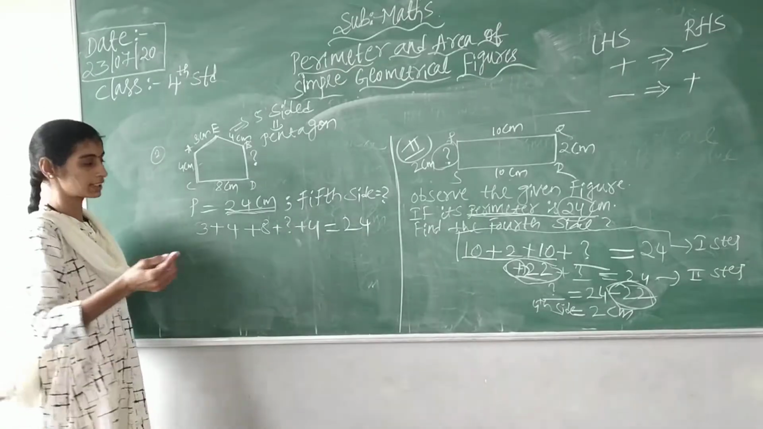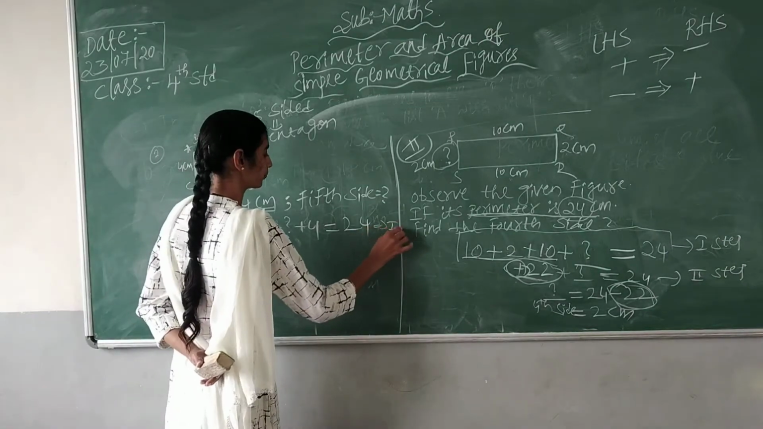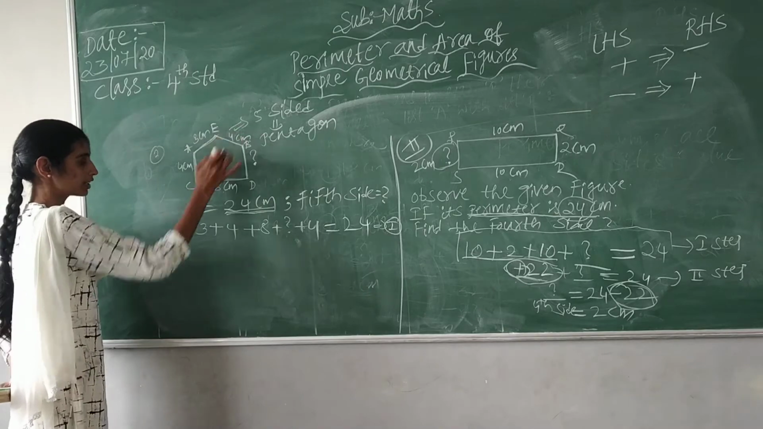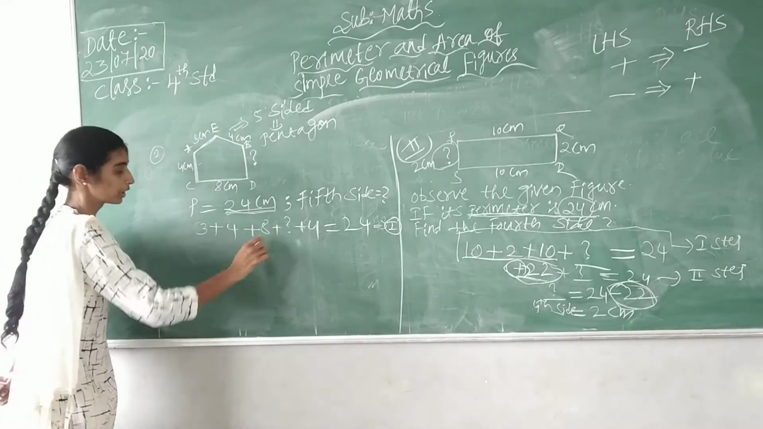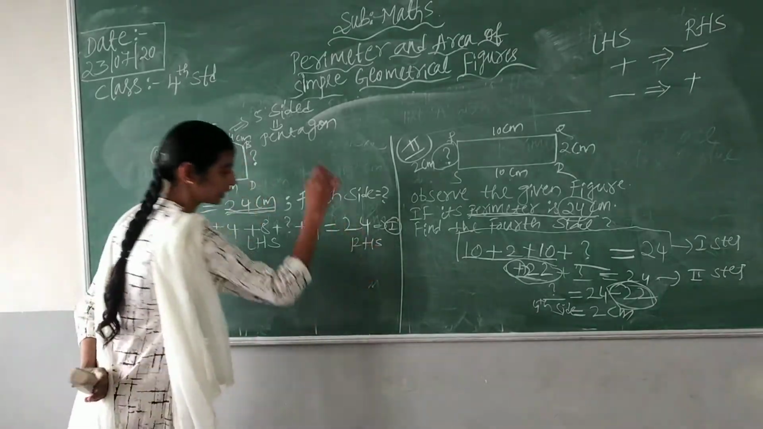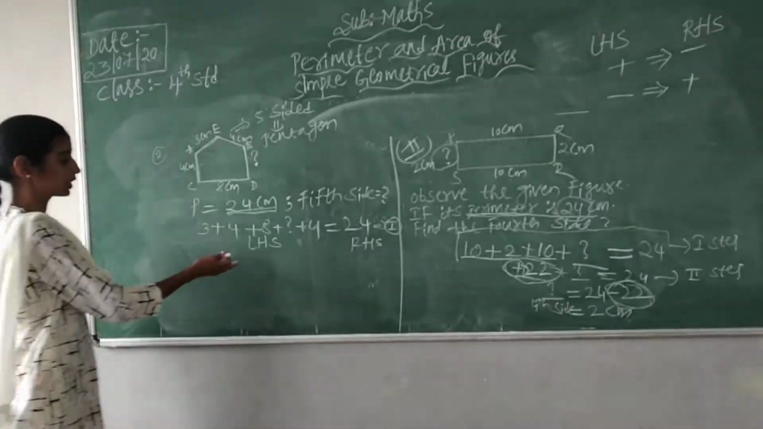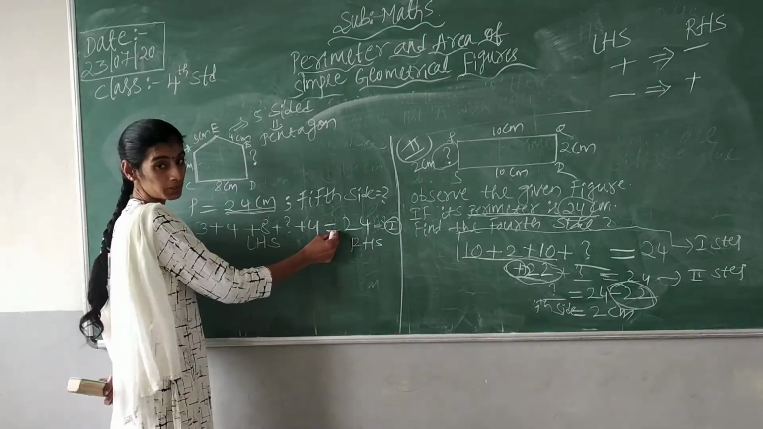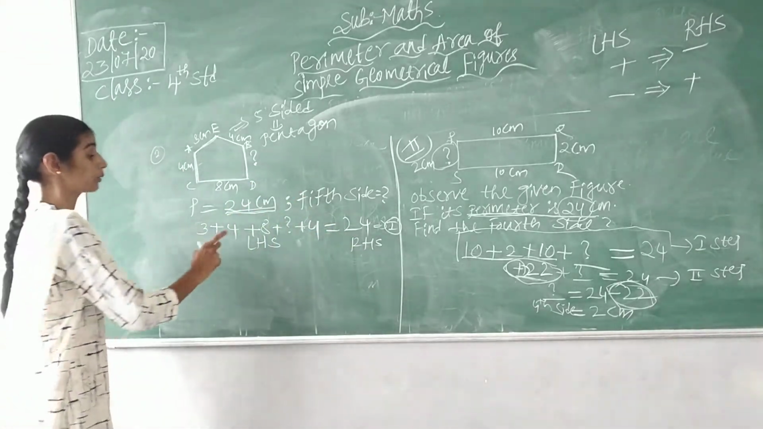Then what is the second step? It is the first step. First step, all the sides, left hand side you should write. It is left hand side and it is right hand side. So left hand side given sides, right hand side perimeter, in between equals to. This much you have to remember.